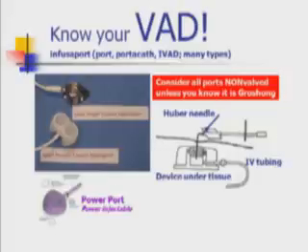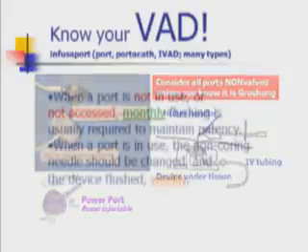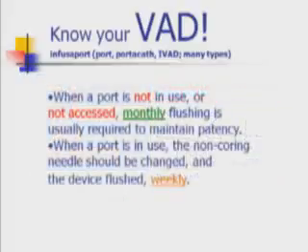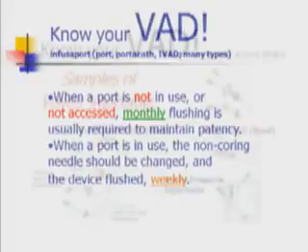Peripherally placed ports in the antecubital area attached to a centrally placed catheter are less common. When a port is not in use or not accessed, monthly flushing is usually required to maintain patency. When a port is in use, the non-coring needle should be changed weekly and the device flushed.